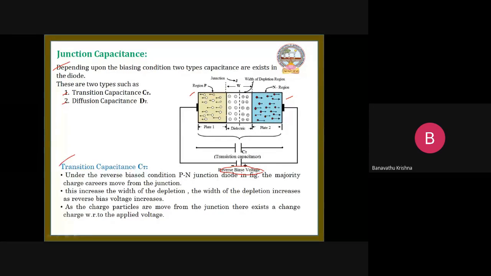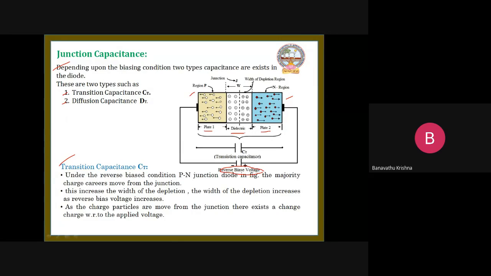Already you know this concept. The majority charge carriers, holes, are moving towards the negative terminal, and the majority charge carriers, electrons, are moving towards the positive terminal. So the majority charge carriers are moving away from the junction. The P-type region acts as plate 1 and the N-type region acts as plate 2. In between there is a depletion region, which acts as a dielectric medium.